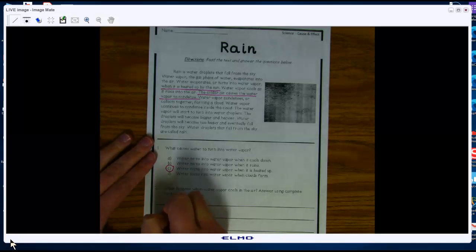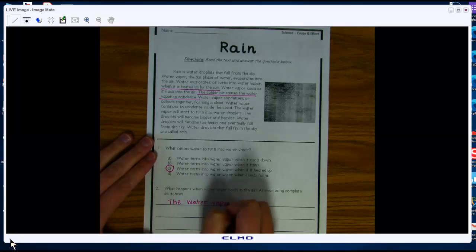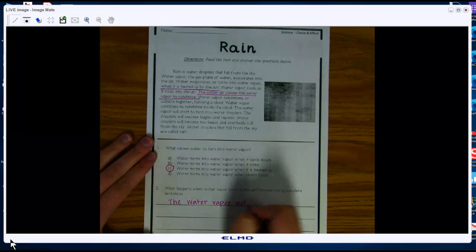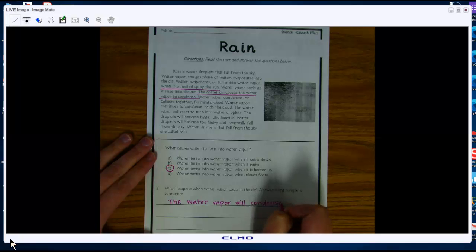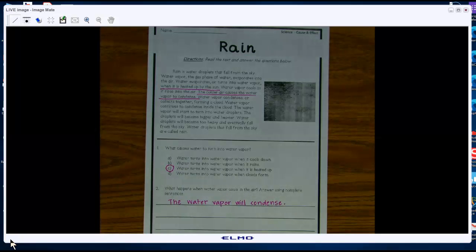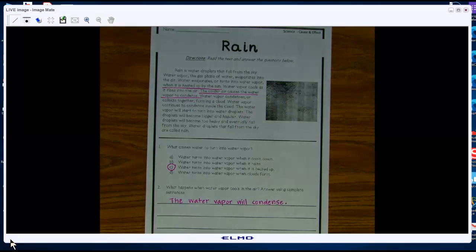The water vapor will condense. Condense means it's going to turn back into water. Okay, that's what condense means, but that's what they told us. It says, the colder air causes the water vapor to condense.